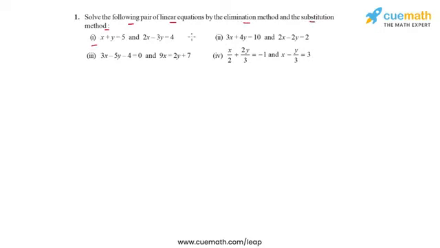method. So we're given 4 pairs of linear equations, and for each pair we have to solve it using both elimination as well as substitution. So let's start with the first part. The first part is x plus y equal to 5 and 2x minus 3y equal to 4. Let's first do this using elimination.